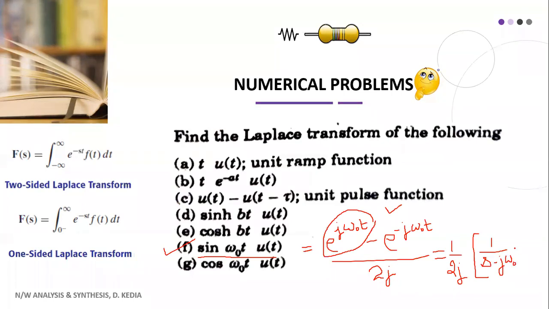This is for the first term. For the second term, you will have minus sign in between. So here you will have 1 upon s plus j omega naught. This is what you get for this. And if you take the LCM, this s minus j omega naught into s plus j omega naught will give us s square plus omega naught square.